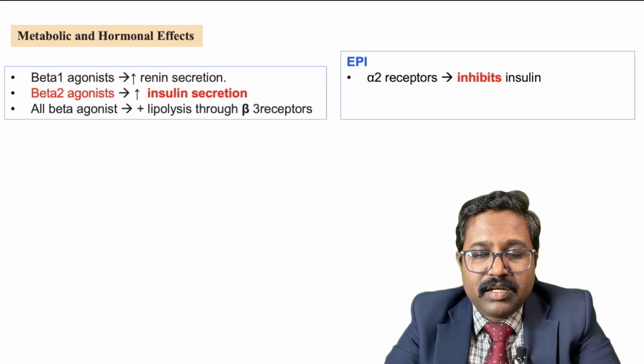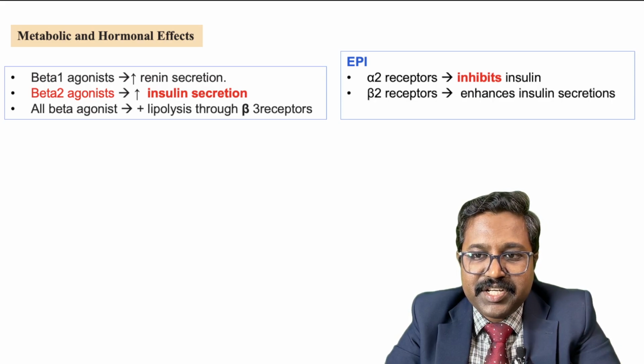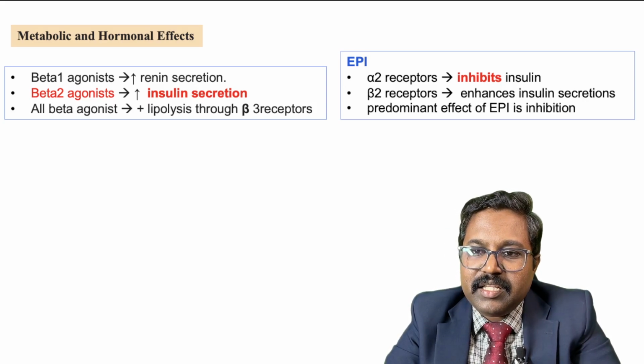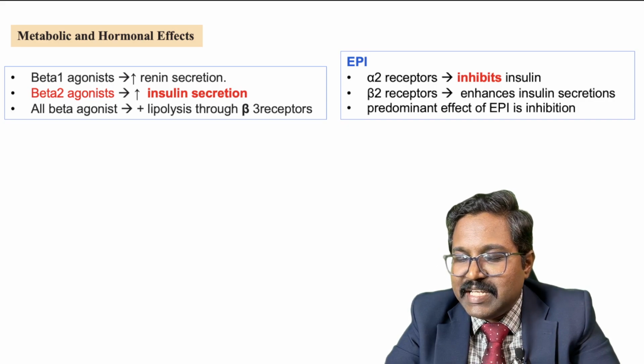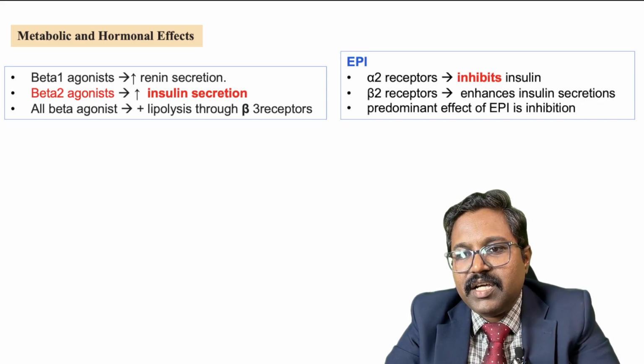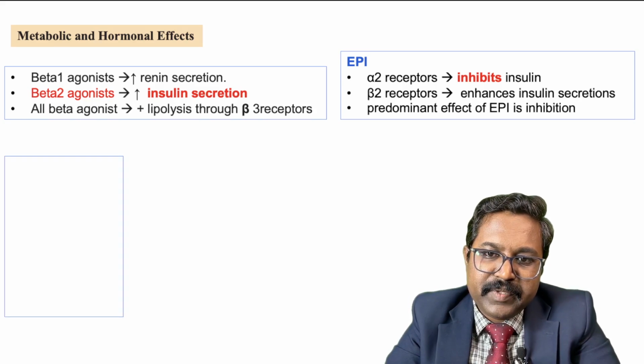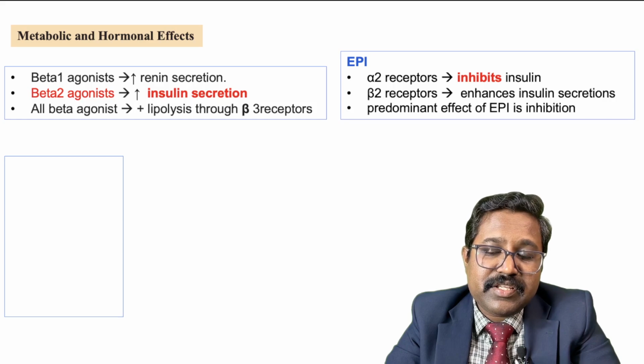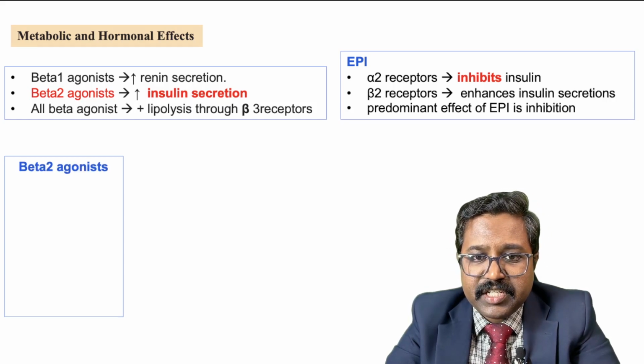So epinephrine, on activation of alpha 2 receptor, is going to inhibit the insulin secretion. On activation of beta 2 receptor, it enhances the insulin secretion, and the predominant effect of epinephrine on insulin will be inhibition of the insulin secretion. Whereas beta 2 agonist activity mainly increases insulin secretion.